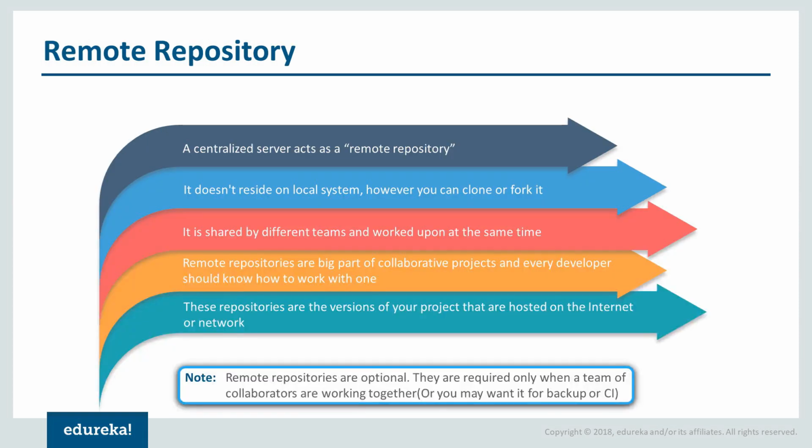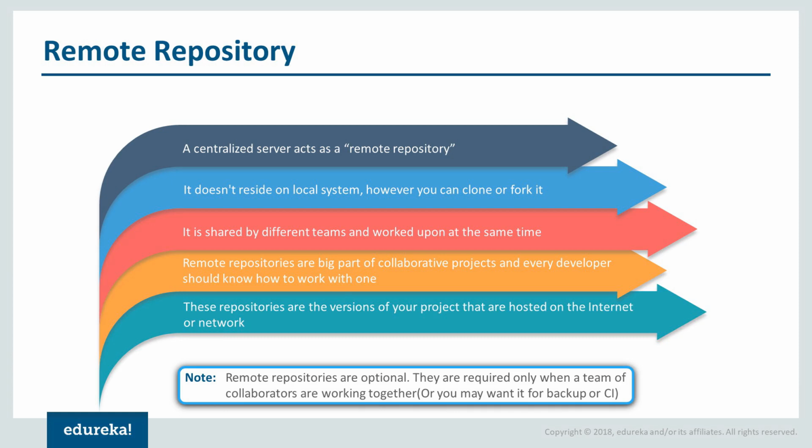Now, if we talk about the remote repository, then we have a centralized server which acts as a remote repository. For example, GitHub is a remote repository because we have centralized servers, and I can also add more collaborators in it. It does not reside on a local system. However, we can clone it or fork it. We saw the cloning in module 2, wherein we created a new Git repository and we cloned it onto a local system. It is shared by different teams and worked upon at the same time.